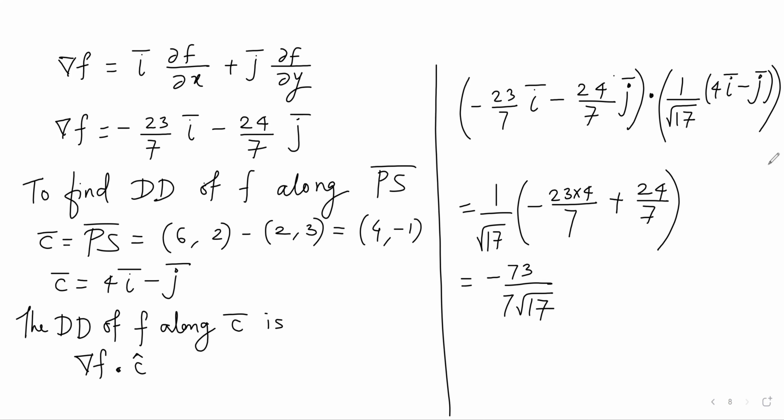Is it minus 73? This is minus 92 and 24, no? Minus 68, no? Yes, ma'am, you're right. Who told me earlier? Okay, Rohan. So please do it carefully, Rohan. So it's minus 68 by 7 root 17. Okay, so that will give you the answer.